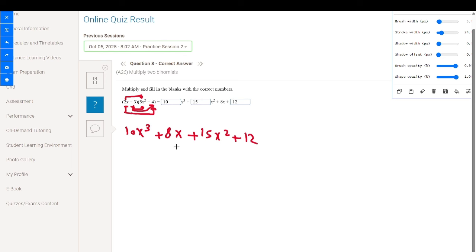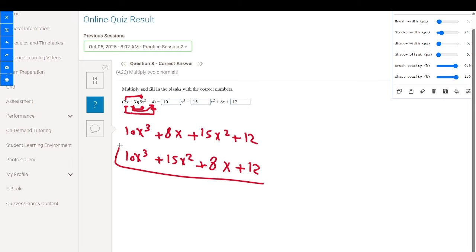Now we can simplify, so let's arrange it. We have now 10x power 3, then x power 2, we have 15x power 2, then we have 8 of x power of 1, plus 12.